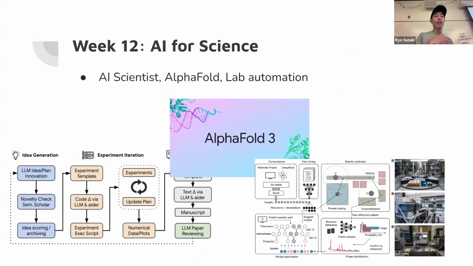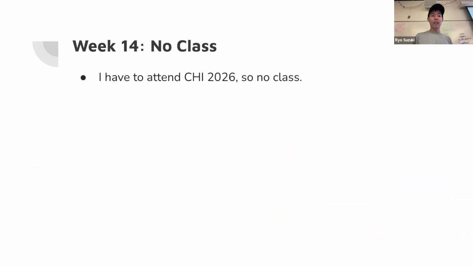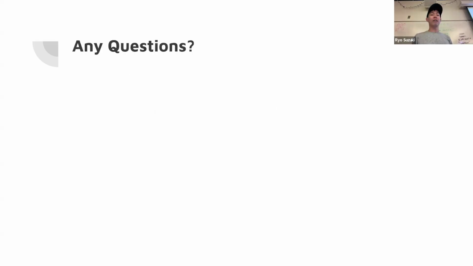12th week, maybe for AI scientists, like AlphaFold or lab automation. And then the last week of the lecture is alignment, like the future and risks, such as singularity, ASI, and that kind of thing. There's no class one week because I have to attend a conference. And then the final week is the final product presentation. Yeah. So that's all. Any questions so far?